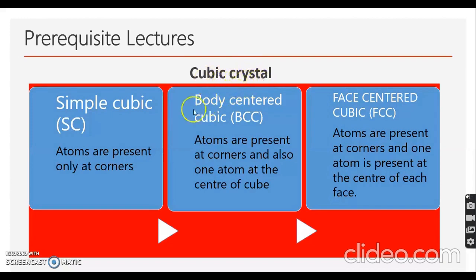The cubic crystals are of three types: simple cubic, body centered cubic and face centered cubic. In simple cubic you have atoms present only at the corners. In body centered cubic the atoms are present at the corners and also one atom at the center of the cube. In face-centered cubic, FCC, the atoms are present at corners and one atom is present at the center of each face. So therefore, you can see the difference here. Here only corner atoms are there. Here corner plus one body-centered, and here corner plus six face-centered atoms are there.